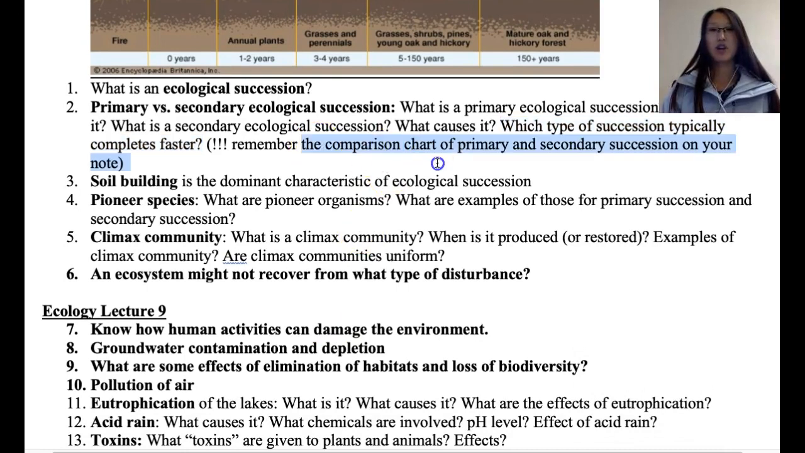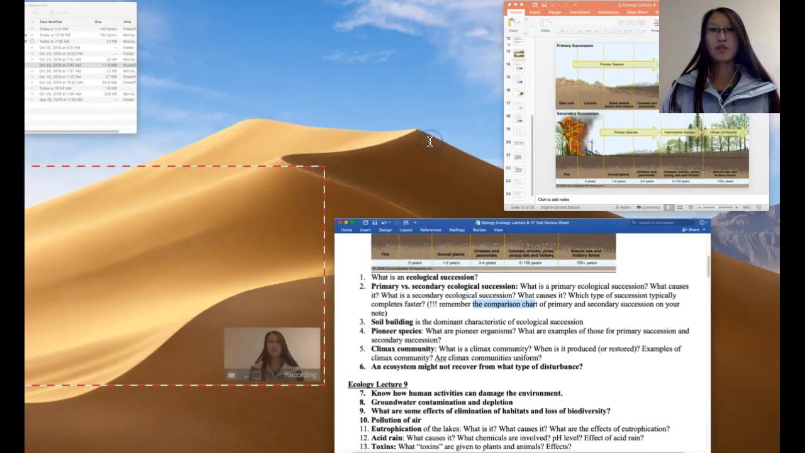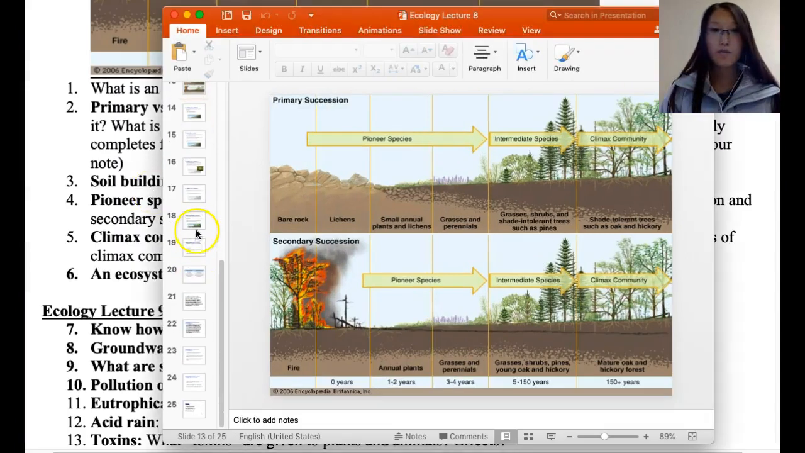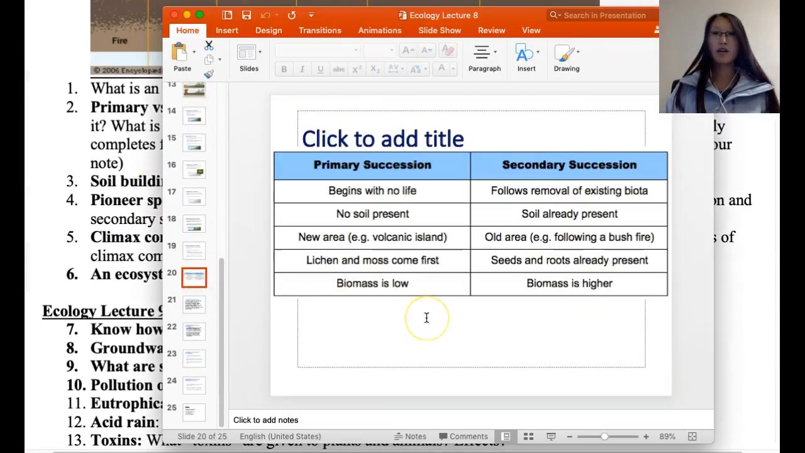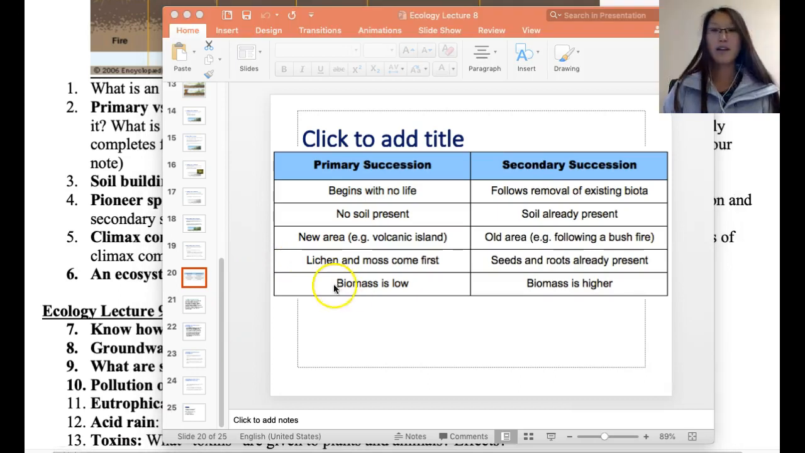There's a comparison chart. I'll show you that right now. There's a comparison chart on our PowerPoint, which is right here. Take a look at this. It talks about how our pioneer species are different. The biomass is different. The area, one is new, one is old, and the soil, and whether there was life at the beginning of the succession. So this is a good chart for you to remember.